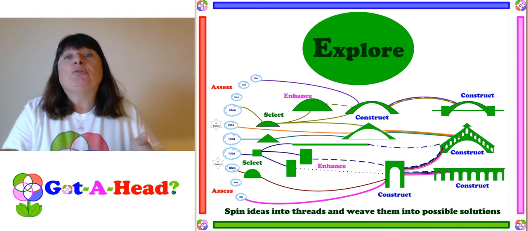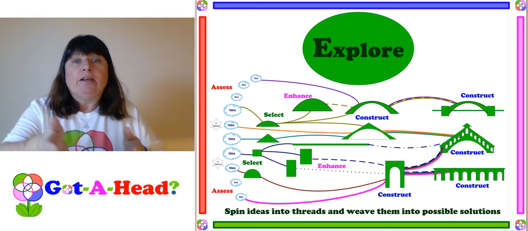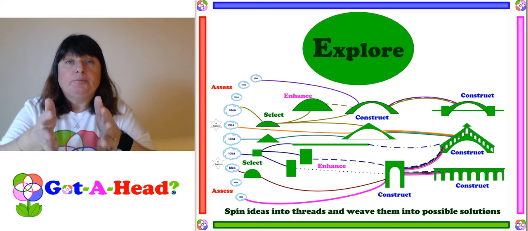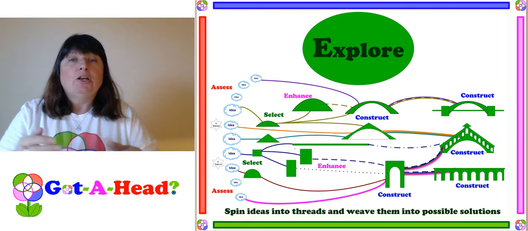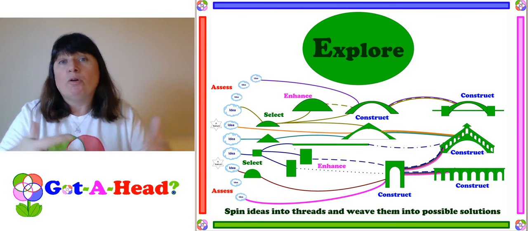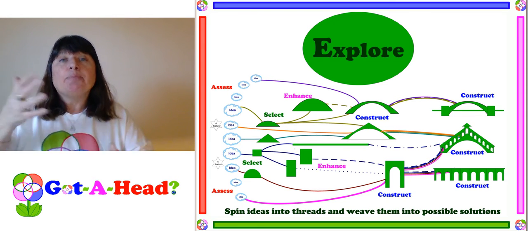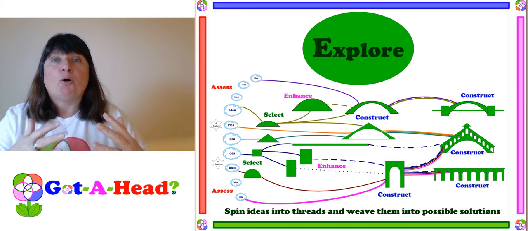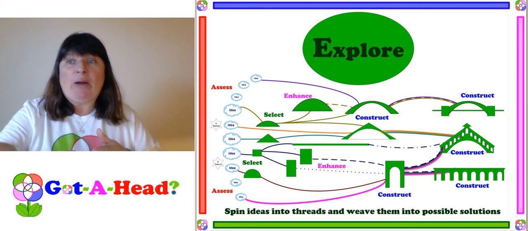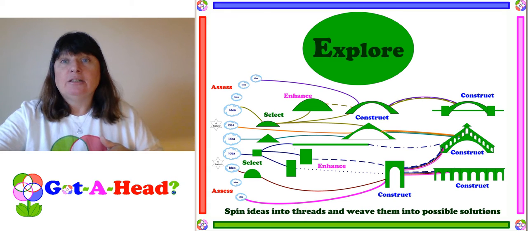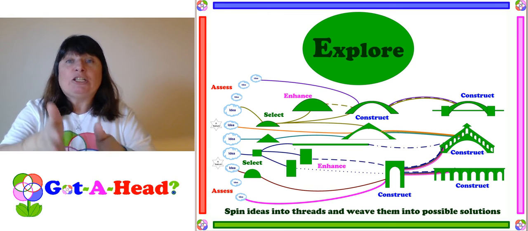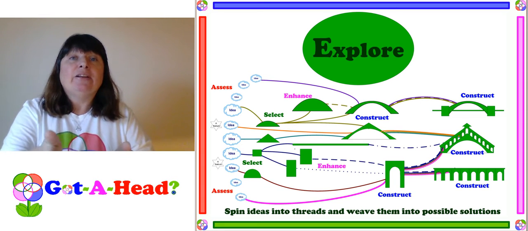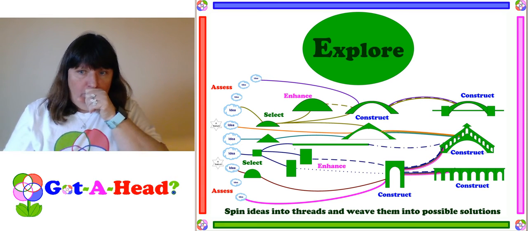And the graphic gives you an idea where you start with your idea as a basic shape. You add those shapes, you can make them bigger, you can put two shapes together or more than two shapes together, and suddenly you're spinning ideas into threads and then weaving them into possible solutions. So we now have three lovely bridges just from those basic shapes at the start. Now, that's much more impressive than the starting shape.